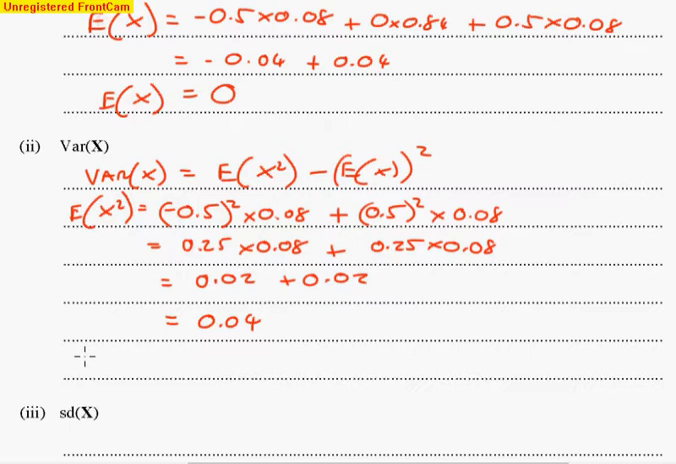That now, the variance then is equal to the expected value of x squared, which is 0.04, minus expected value of x all squared, which will be nothing. So it's 0.04.